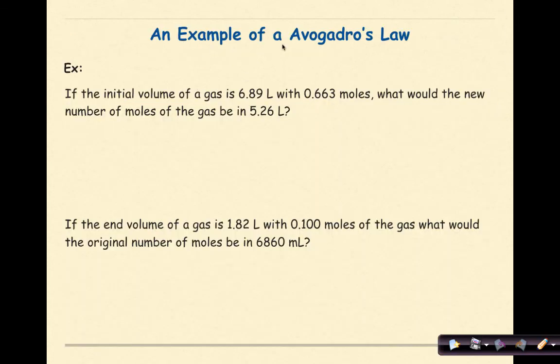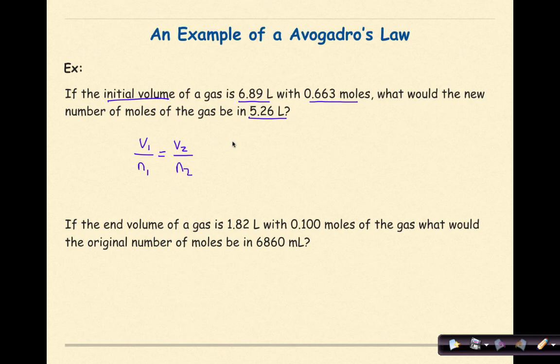Let's look at two examples of Avogadro's law. If the initial volume of a gas is 6.89 liters with 0.663 moles, what would the new number of moles of the gas be in 5.26 liters? Let's start out by writing our formula. So V1 over N1 is equal to V2 over N2.